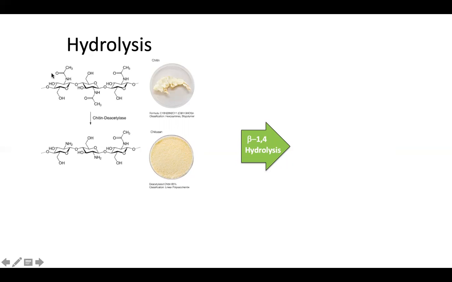If we cleave off the acetyl group, there are two ways to do it. You can use a strong base, or you can use an enzyme called chitin deacetylase, and you will get deacetylated chitin, which is called chitosan. It's easier to use because it's more soluble, but it is soluble in acid. Chitin here is soluble only in extremely strong acid and at high temperature.